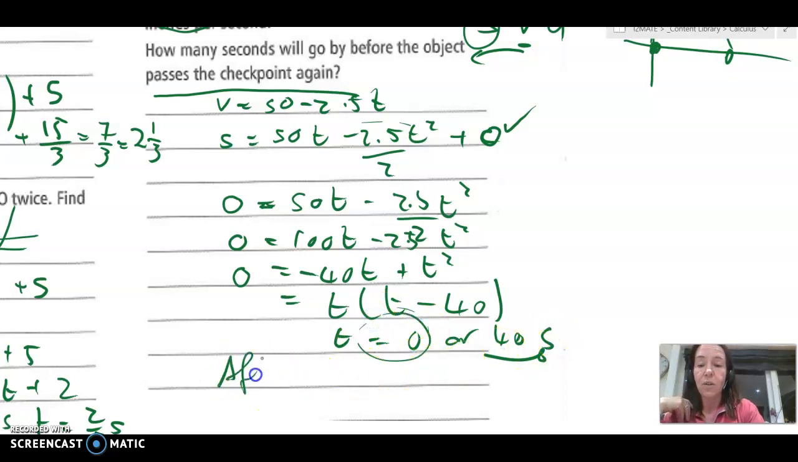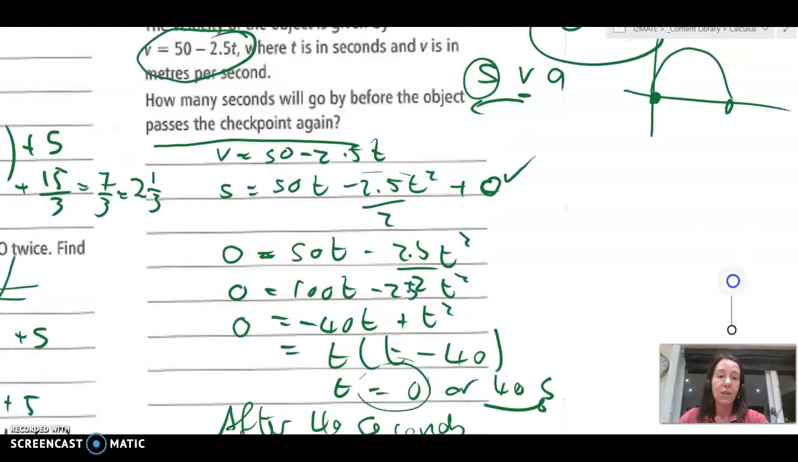So after 40 seconds. Again, if you just factorized that on your calculator, you would have got the 0 and the 40, and it would have made sense as well. We ignore the 0, that's the initial time that it was passing the checkpoint, and the 40 seconds is when it passed it again the second time.